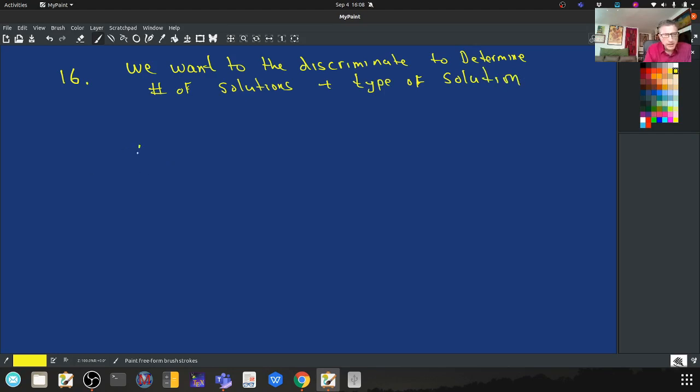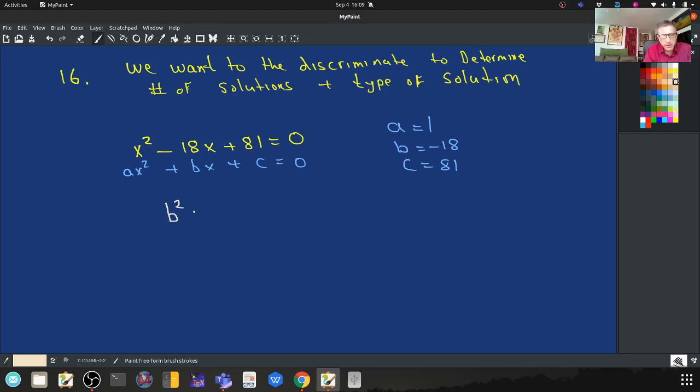So we're given x squared minus 18x plus 81 is equal to 0. That's the same as ax squared plus bx plus c is equal to 0. My a is equal to 1, my b is equal to minus 18, and my c is equal to 81. The discriminant is given by b squared minus 4 times a times c. So b squared is minus 18 squared, minus 4 times a times 81. Minus 18 squared turns out to be 324.